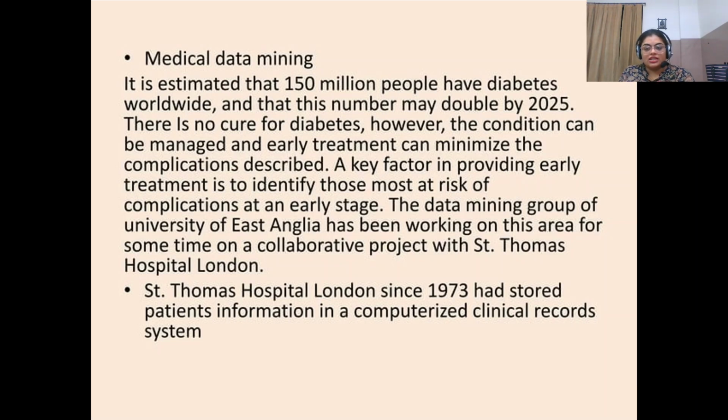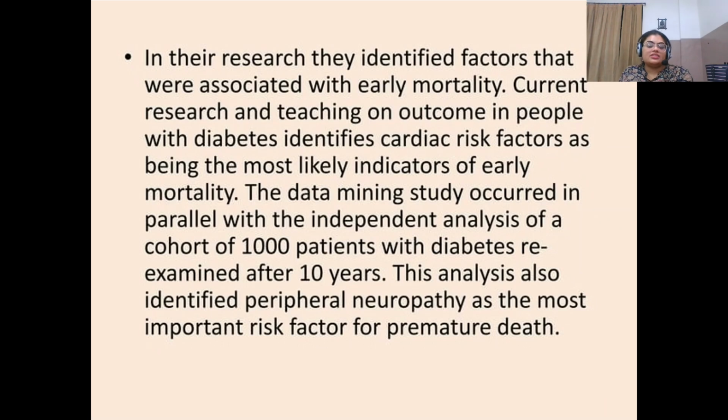Since 1973 the hospital has stored patients' information in a computerized clinical record system. In their research, they identified factors associated with early mortality. Current research and teaching on outcomes in people with diabetes identifies cardiac risk factors as being the most likely indicators of early mortality. The data mining study occurred in parallel with an independent analysis of a cohort of 1,000 patients with diabetes re-examined after 10 years. This analysis also identified peripheral neuropathy as the most important risk factor for premature death.